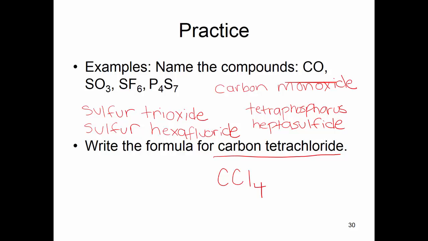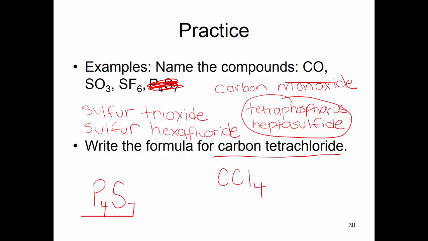We could do one of these other ones in reverse. If I looked at this one, and let's pretend I didn't know this, tetraphosphorus, I look at my periodic table if I didn't already know, and then I know tetra means 4. And then heptasulfide, sulfide is sulfur, hepta means 7, so I have 7. So we can name and write formulas for covalent compounds as long as we know our Greek prefixes.